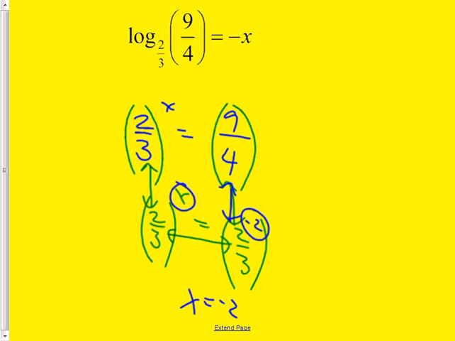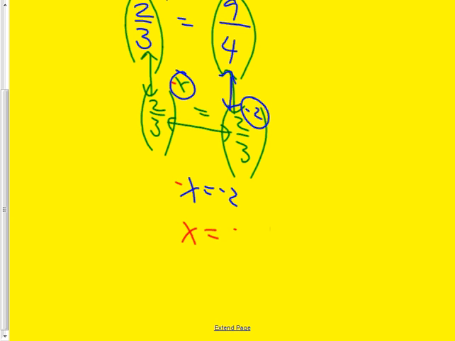Oh, thank you. It's a rewrite right from the beginning. My bad. That should be a negative x, which makes this a negative x, which makes that a negative x. So x equals positive 2 at the end. Thank you for catching that.